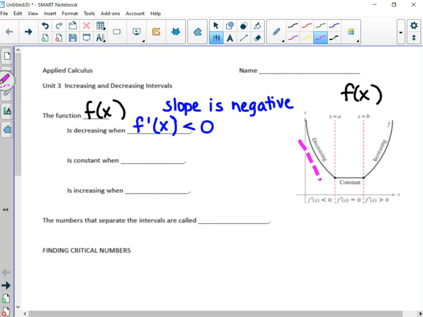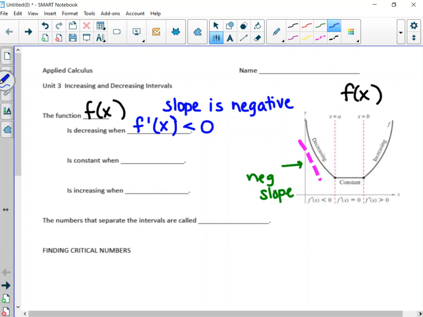and you can see if we did a little tangent line slope, a little tangent line drawn to the graph, that would be a section with negative slope. So wherever our function's derivative is negative, we know that section of function is going to be decreasing. Okay.